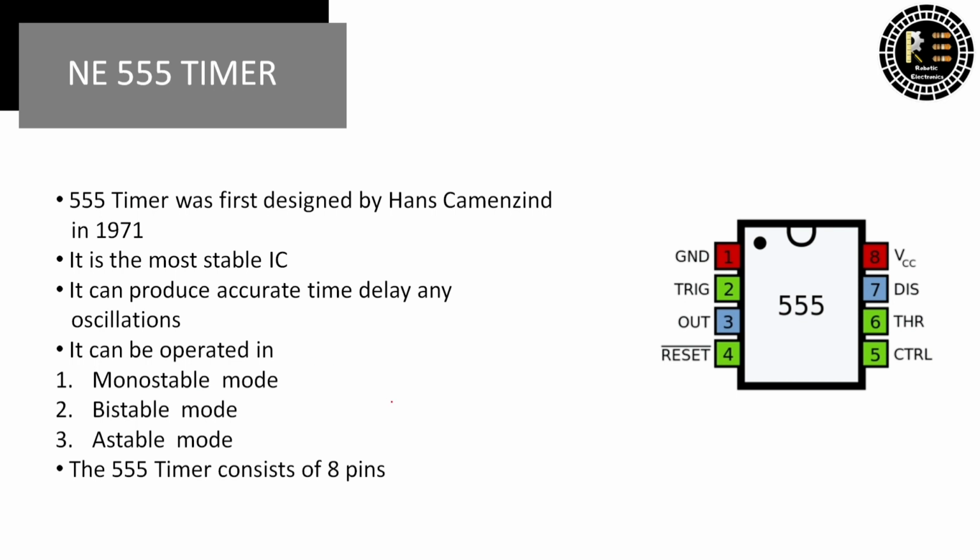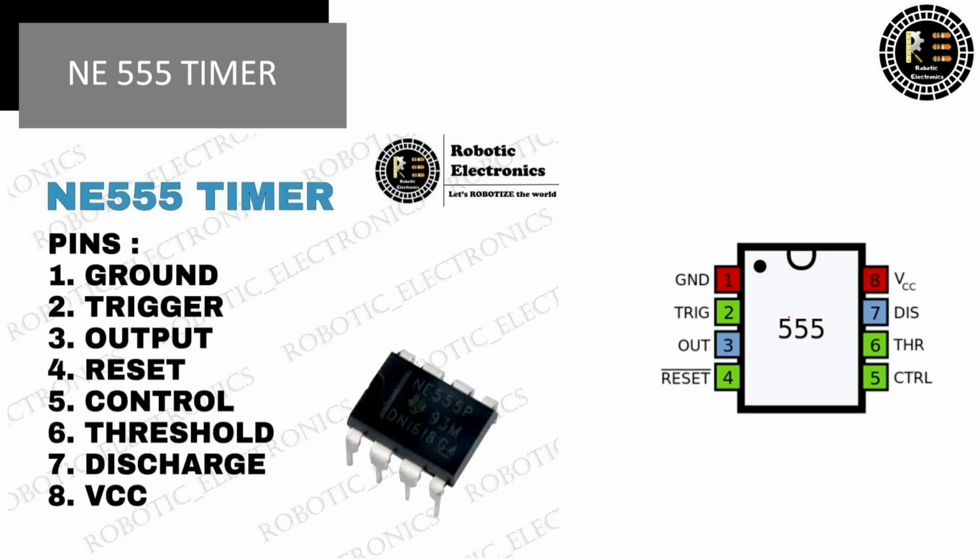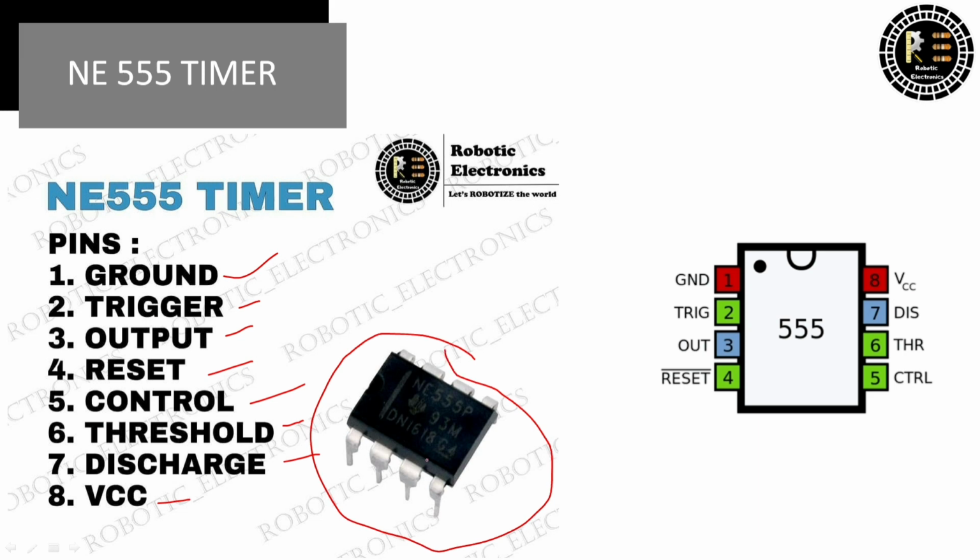The NE555 timer consists of 8 pins. You can look at the schematic view of the 555 timer with different pins. This is the 555 timer IC. See, these are the pin configurations of the 555 timer. Pin 1 is ground, then trigger, output, reset, control, threshold, discharge, and VCC respectively. And this is the real-time image of the 555 timer, and the IC looks in this way.